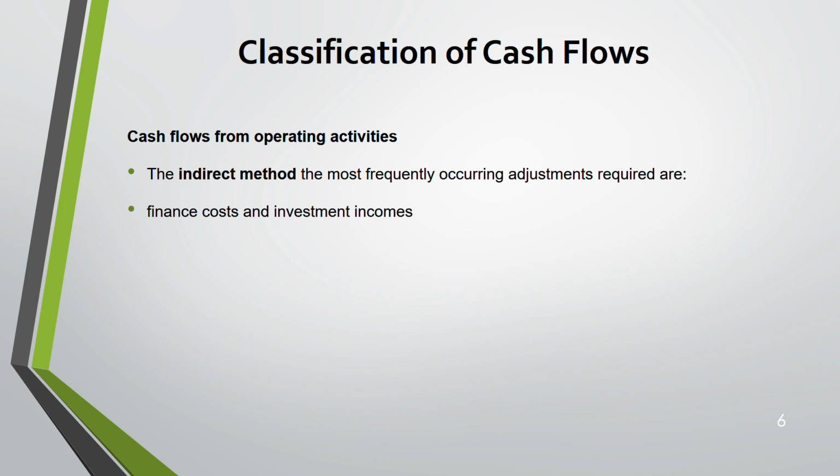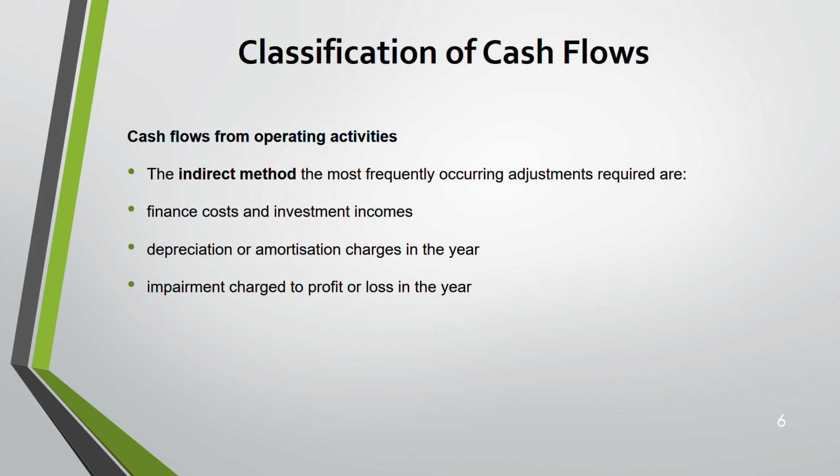We'll see those adjustments. Then depreciation and amortization. You have to add them, because when you were calculating the profit, they were deducted. Just now do the opposite. They are non-cash items, so they need to be added back to the profit because you want to convert the profit to cash. That's what you are doing through the indirect method. Impairment. All these amounts you will get from your statement of profit and loss.